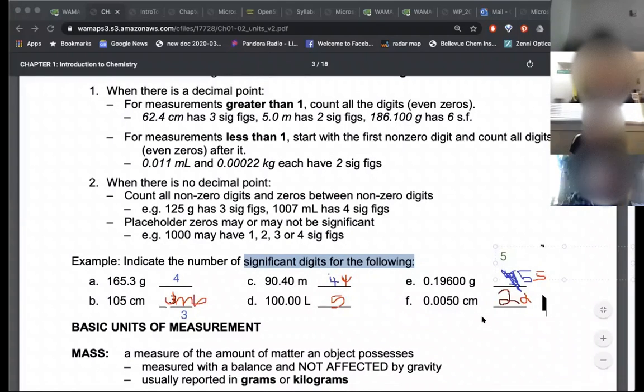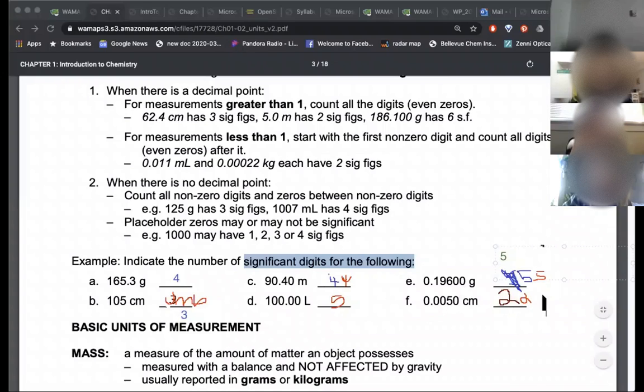Great, so you see B was 3, that captive 0 counts. It was a little hard to read, so I went ahead and typed it in. This has 4, that trailing 0 is significant. This has 5, right? That's measured very carefully. This also is measured very carefully, right? It has 5 significant digits.